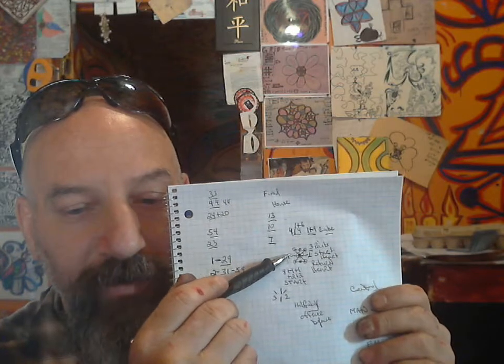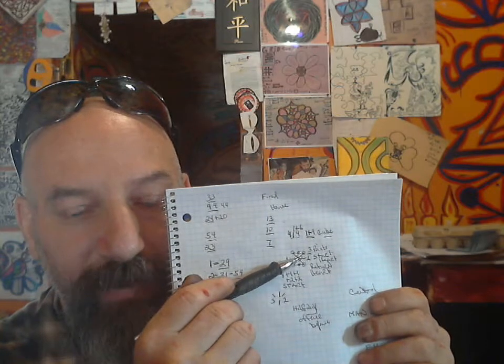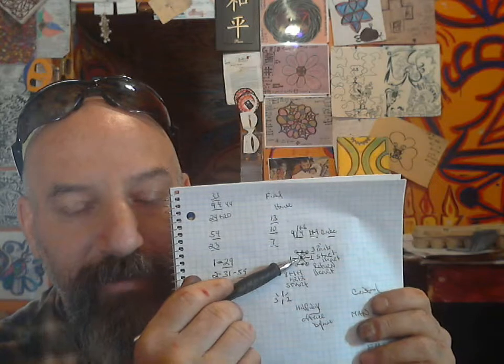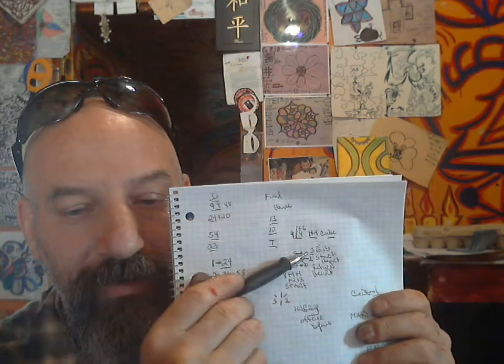From here, 1 to 2 to 3, back. From here, 1 to 2 to 3, back. 3 and 3 is 6, total of 20. This creates the Z.